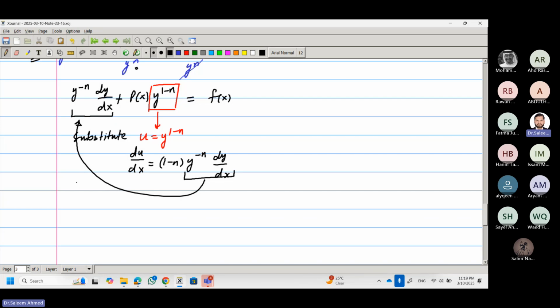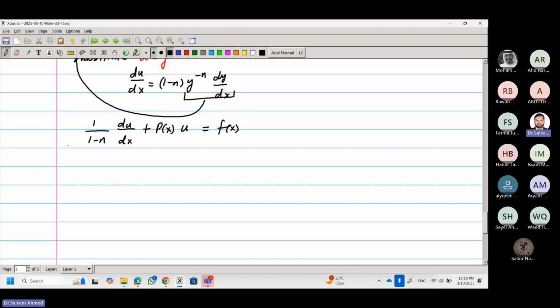So your equation becomes 1 over (1 minus n) du by dx plus p(x), and this is u. y to the power 1 minus n is u, and on the right hand side it is f(x). This is your first order linear equation. You can multiply by 1 minus n on both sides. So you get du by dx plus (1 minus n) p(x) u is equal to (1 minus n) f(x). 1 minus n is just a constant.